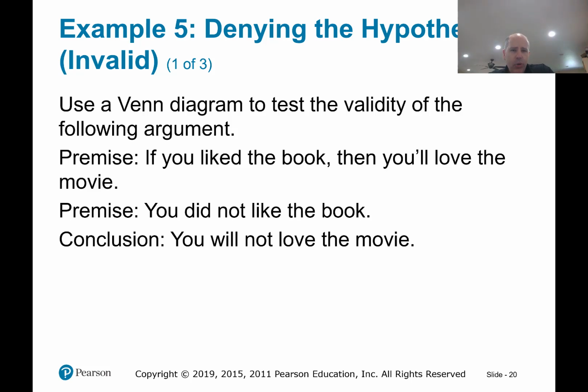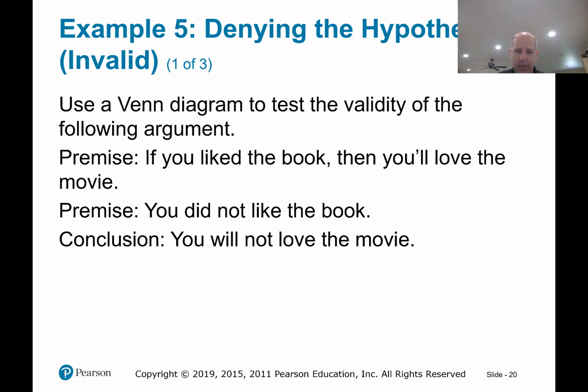It says, if you liked the book, then you'll love the movie. That's premise 1. Premise 2, you did not like the book. So the conclusion is you will not like the movie. Now, again, ask yourself, does the conclusion necessarily follow from the premises? So is it automatic, if you like the book, then you'll love the movie?